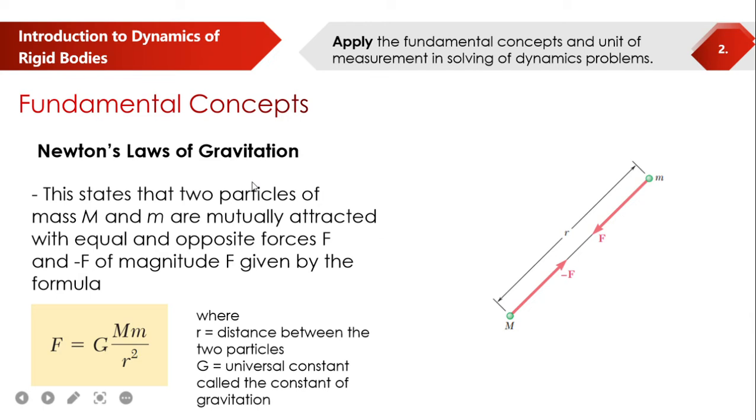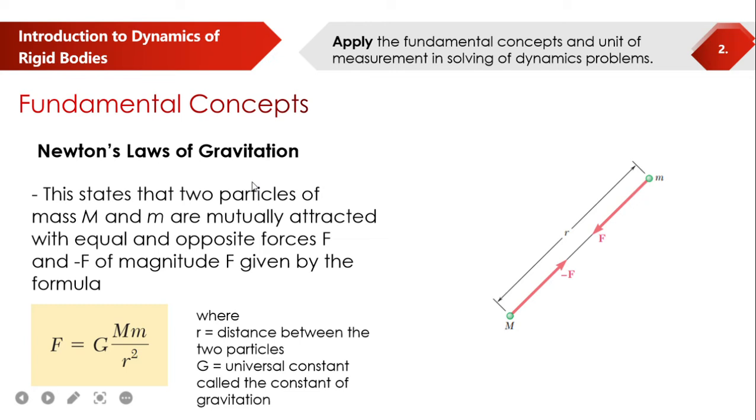So this states that two particles of mass, the first mass capital letter M and the second small letter m, are mutually attracted with equal and opposite forces F and negative F of magnitude F given by the formula. So F is equal to G times M m all over r squared, where capital M and small m are the masses of the first and second particle, and r is the distance between the two particles. G is a universal constant called the constant of gravitation.